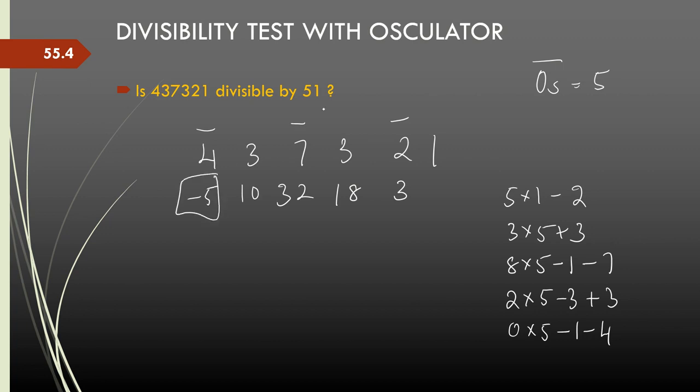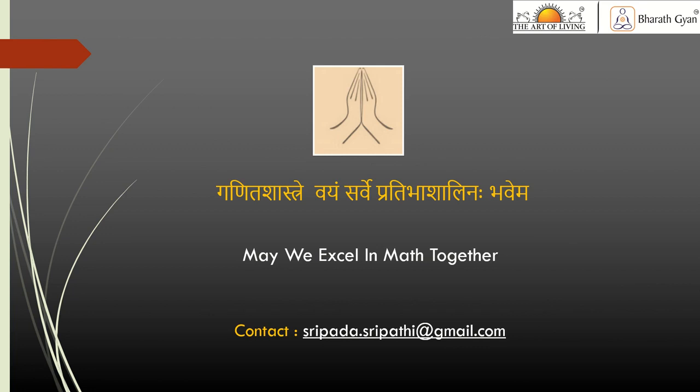Now minus 5 is clearly not divisible by 51. 5 is not divisible by 51, hence this number 437321 is not divisible by 51. So this is the process for checking divisibility using a negative osculator, and it's very useful when the divisor ends in 1. I've given some problems to try in the notes.